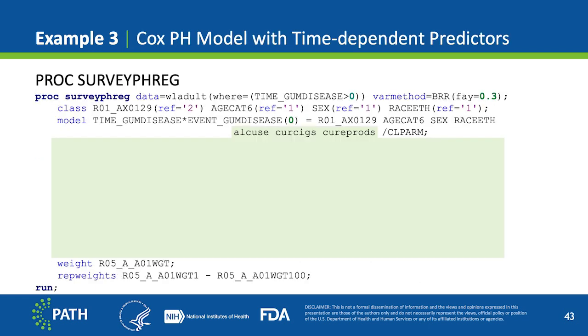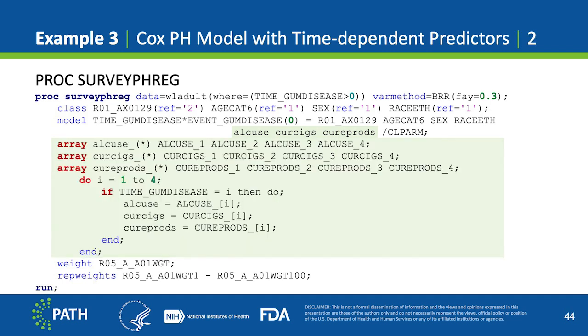Now we come to the PROC SURVEYPHREG again with the Cox PH model and the time-dependent predictors. Everything else is very similar, but you can see we have 3 additional variables added to the model statement. They are alcohol use, current cigarette use, and current e-product use. You may recall that those are not the variable names we used in the previous slides.